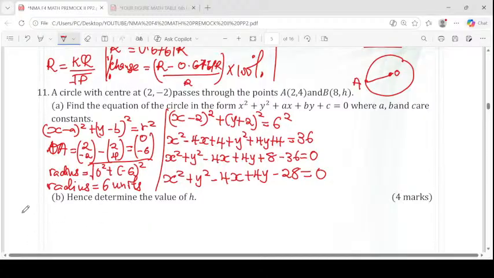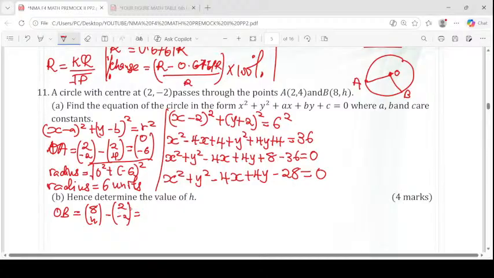Part B, determine the values of h. So if this is A, and I can also have another point here, B. So that means OB is the radius of our circle. So let us get the magnitude of OB. First, allow me to get OB. OB will be given by B, which is (8, h), minus O, the center, which is (2, -2).